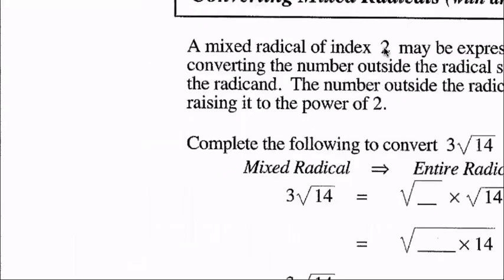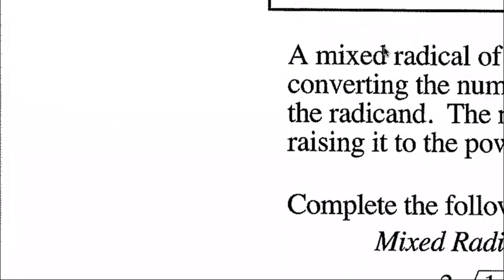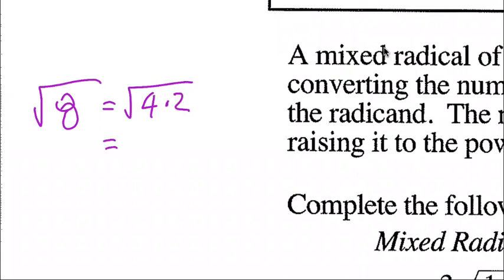Just as a quick review, last lesson we were looking at things like this, the square root of 8, and we were converting this to a mixed radical, which by one process would be the square root of 4 times 2, which is the square root of 4 times the square root of 2, which is 2 root 2.